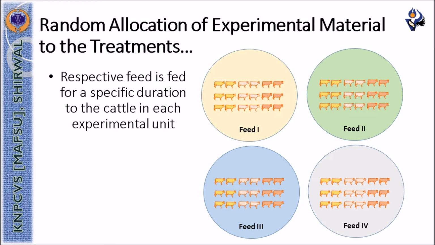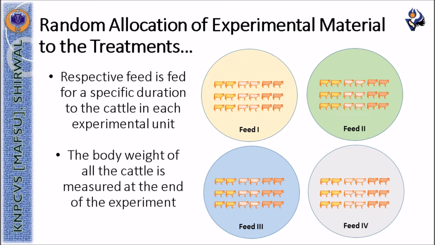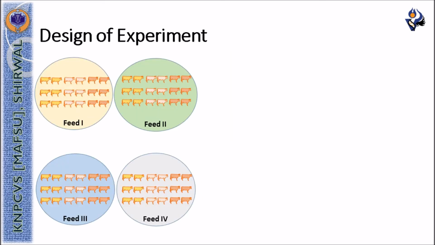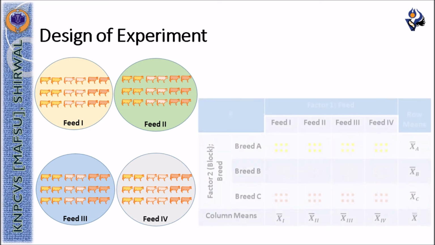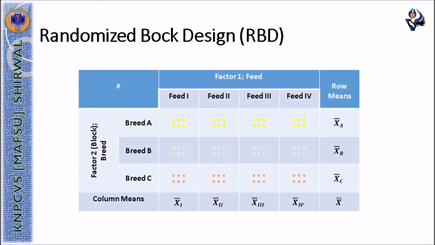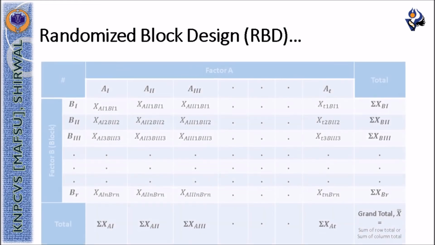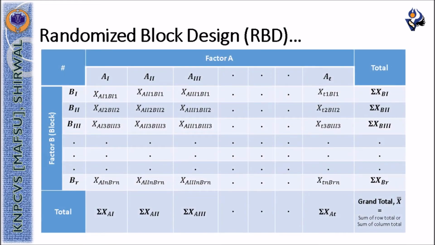A respective feed will be fed for a specific duration to the cattle in each experimental unit, and the body weight of all the cattle will be measured at the end of the experiment. This particular experiment can be plotted in a tabular form. This is a tabular representation of randomized block design.